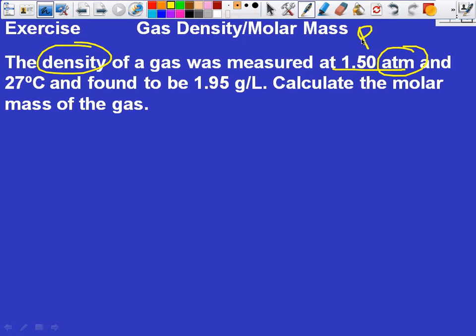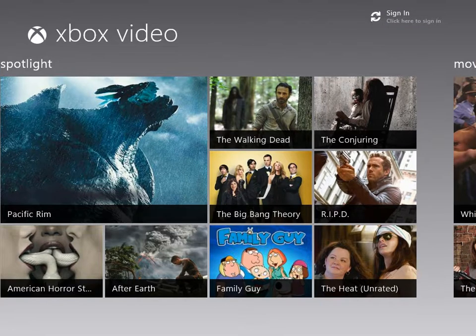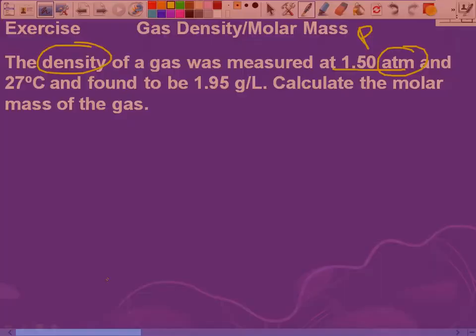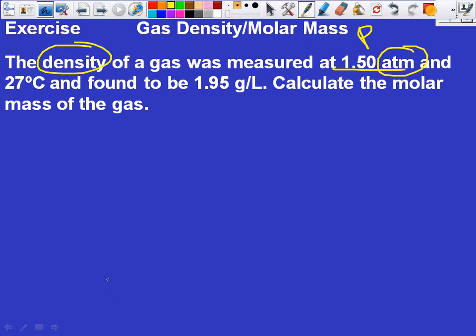At 27 degrees Celsius, well, that's an issue all within itself. We need to get rid of that, so let's change that to Kelvin, and that is going to be 300 Kelvin. And now it tells you it was found to be 1.95 grams per liter. So now you know that this is your density, okay? And then the question is, what is the molar mass of the gas?